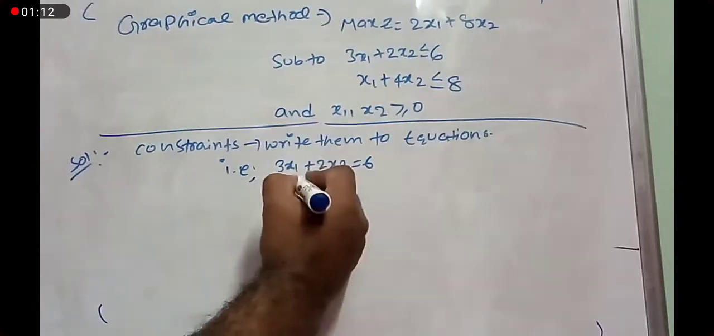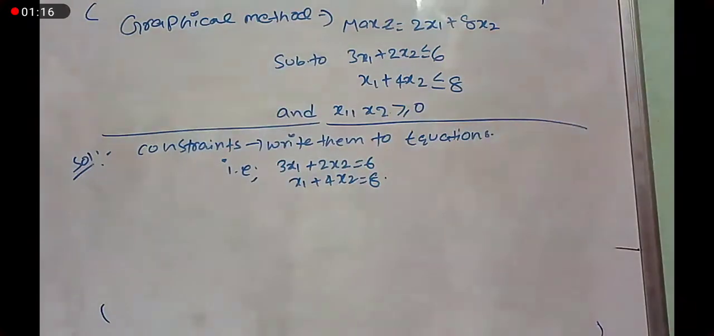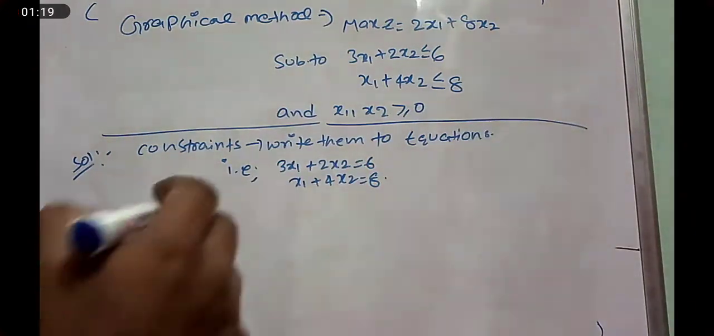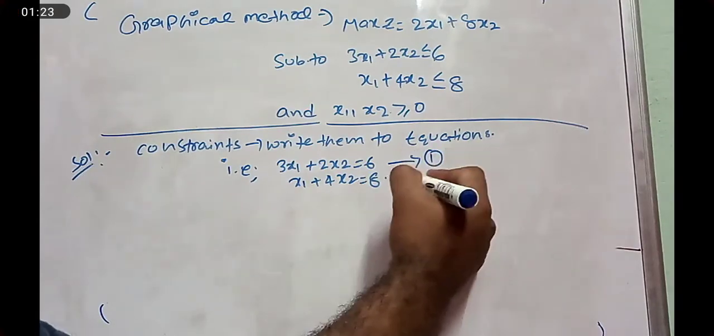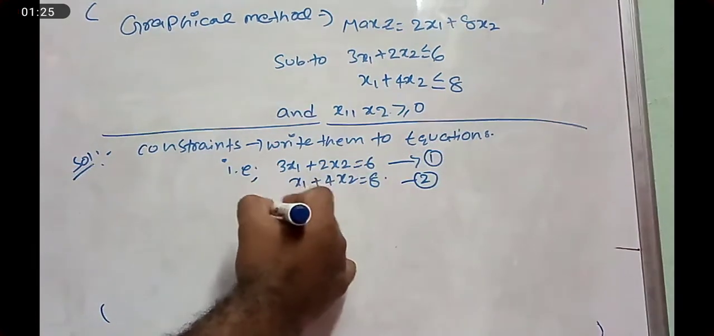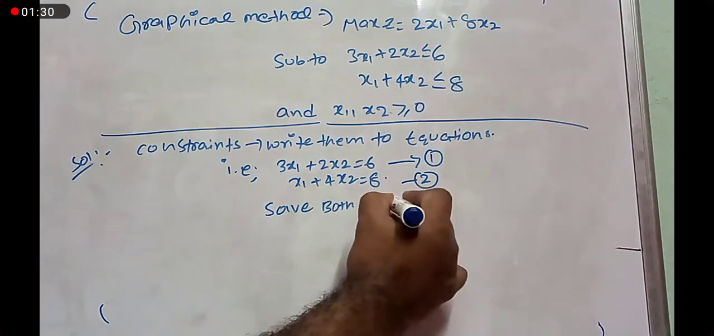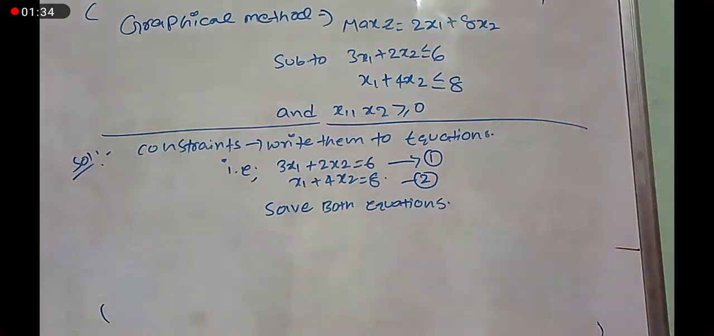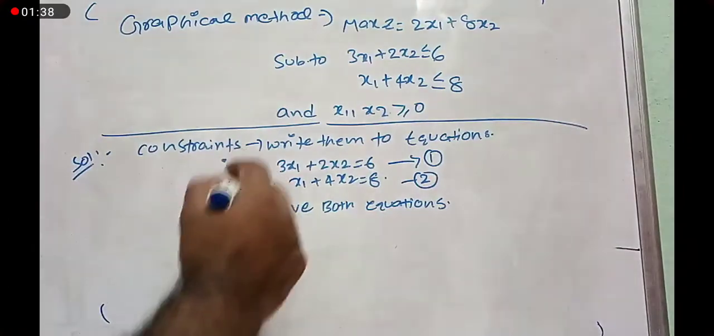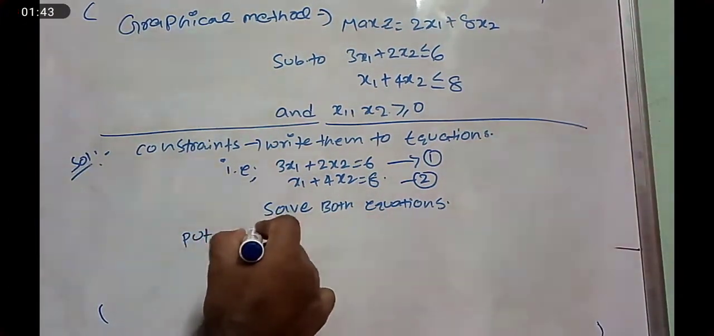The inequalities that we have will be made into equations, that is, 3x1 plus 2x2 equals 6 and x1 plus 4x2 equals 8. By solving these two equations we are going to get the coordinates for the graphical method. In the graphical method the most important thing is getting the coordinates. If we don't have the coordinates, we cannot plot a graph, right?